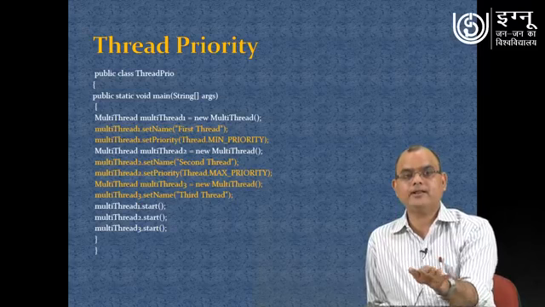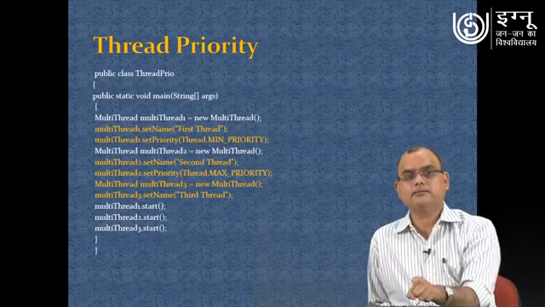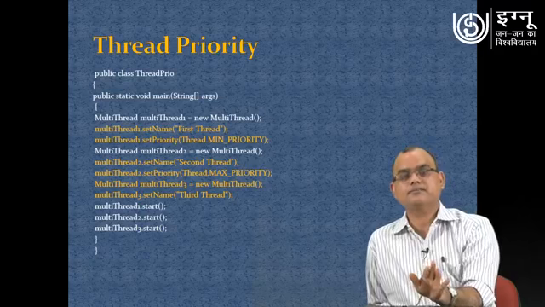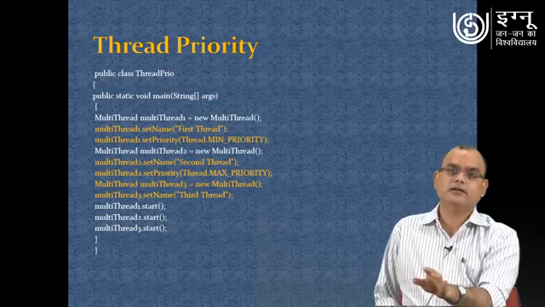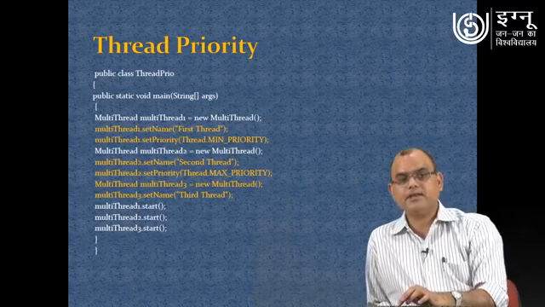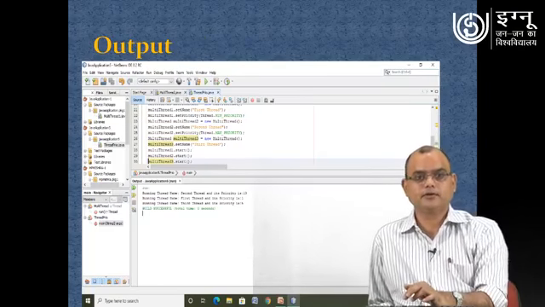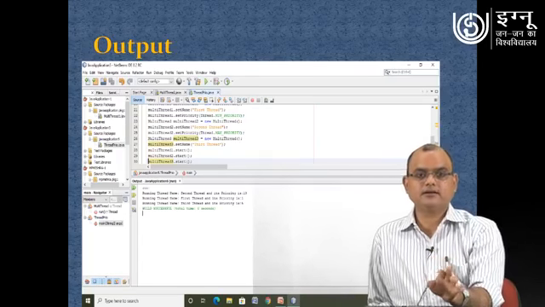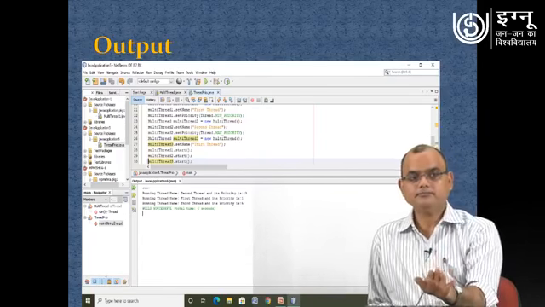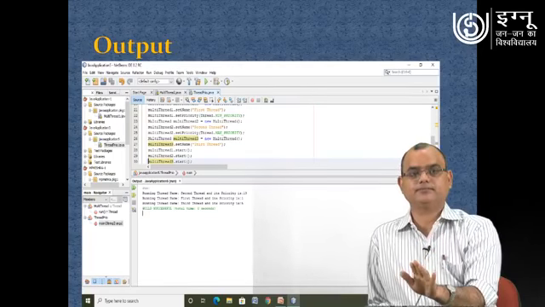Now what we did next, on all the 3 objects we have called the start method. It means all the 3 threads are now in running state and they will be executing different activities. Now you see, these 3 different threads will be running, and they will be displaying their name and their priority.